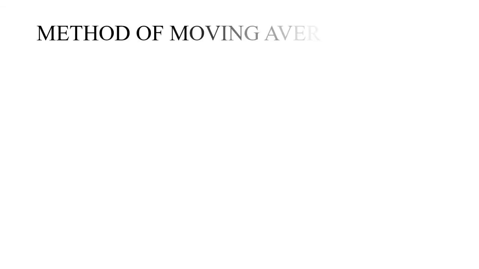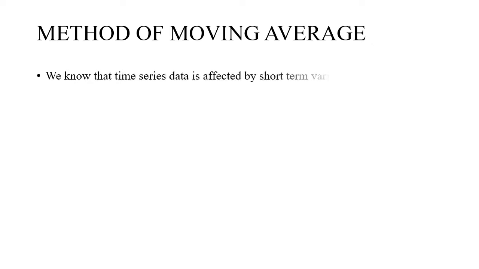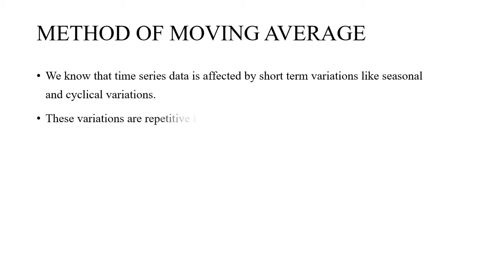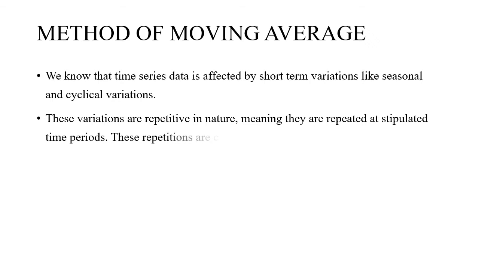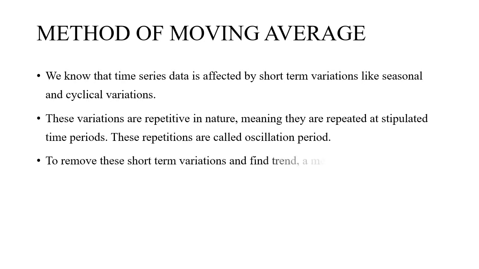The moving average method. We know that time series data is affected by short-term variations like seasonal variations and cyclical variations. These variations are repetitive in nature, meaning they repeat themselves at fixed periods. These repetitions are known as the oscillation period. To remove these short-term variations and to find the trend, the method of moving average is used.